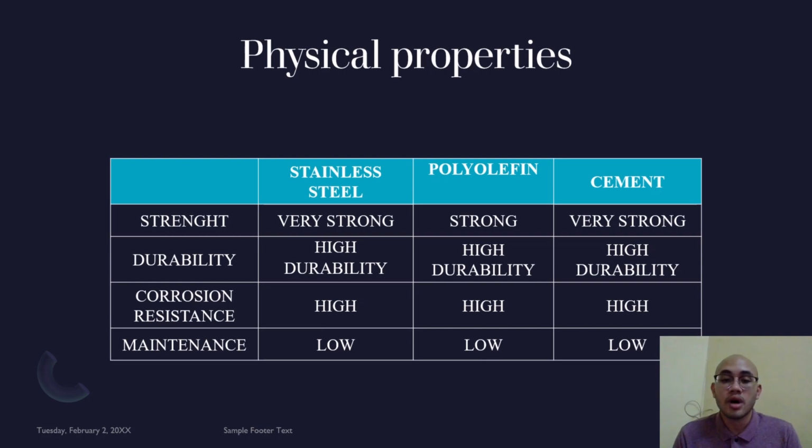Next is about polyolefin. The strength is strong, durability is high, corrosion resistance is high, and the maintenance is low. Lastly is about the cement. The strength is strong, durability is high, corrosion resistance is high, and the maintenance is low.